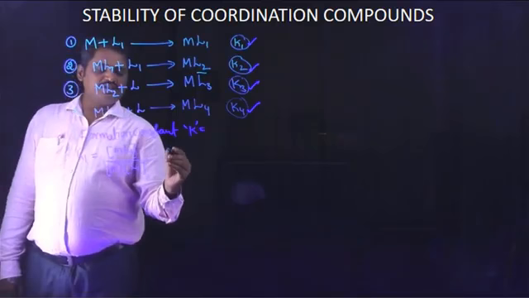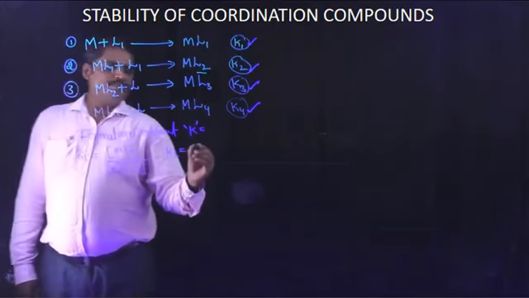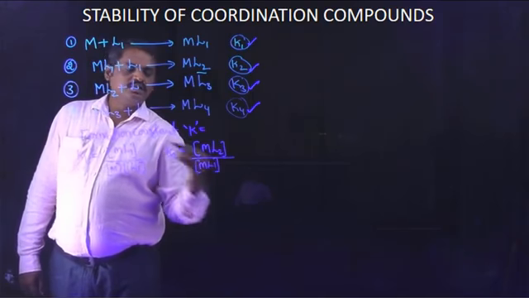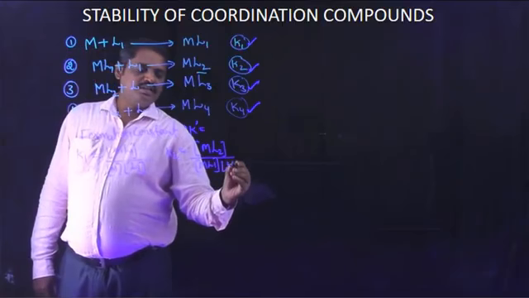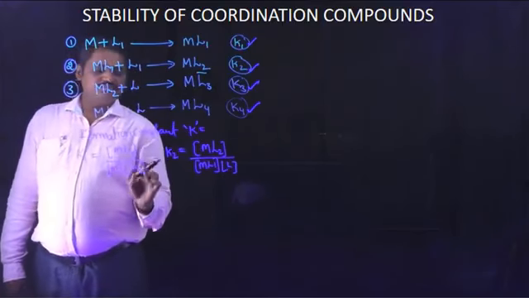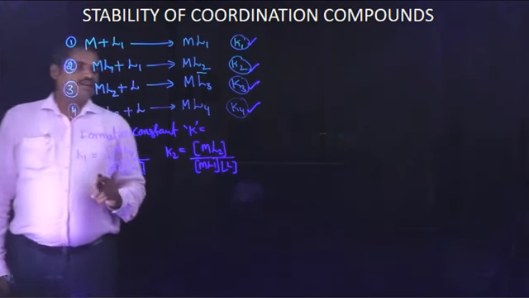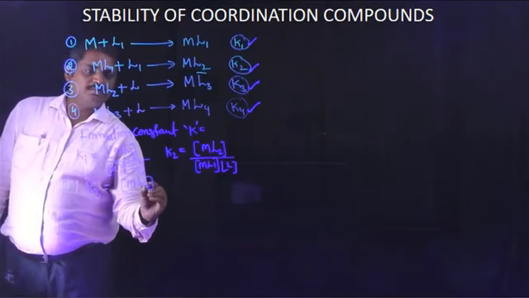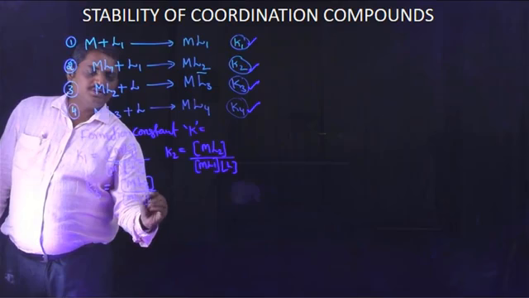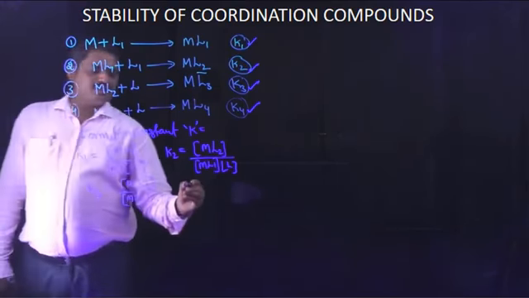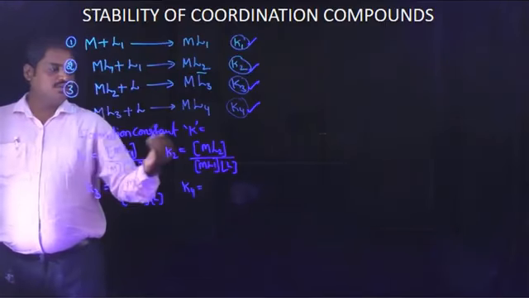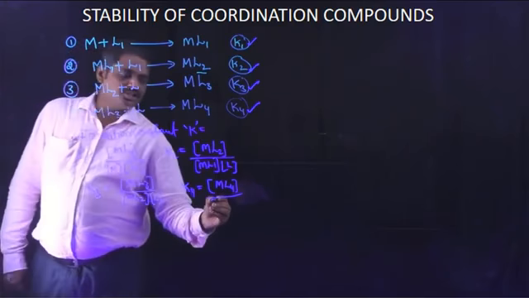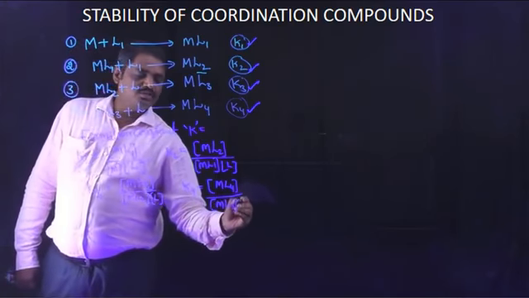The equilibrium constant K2 is the concentration of ML2 divided by the concentration of ML1 into the concentration of L, where L is the symbol for the ligand. K3 is the concentration of ML3 divided by the concentration of ML2 into the concentration of L. K4 is the concentration of ML4 divided by the concentration of ML3 into the concentration of L.